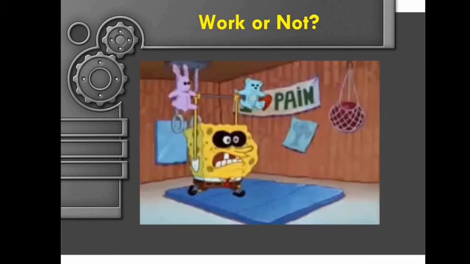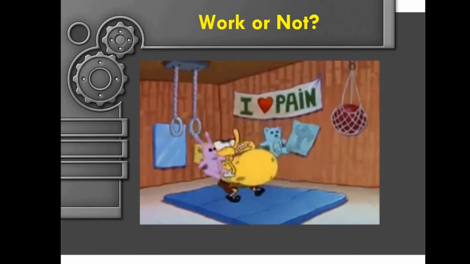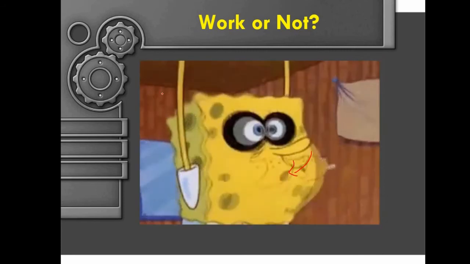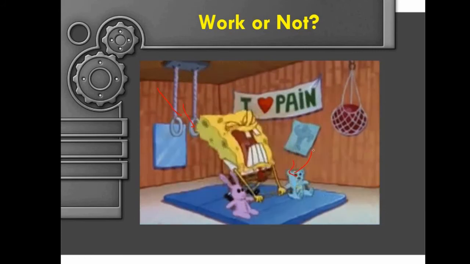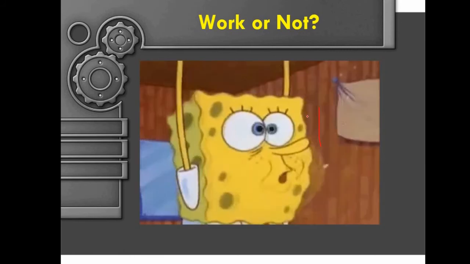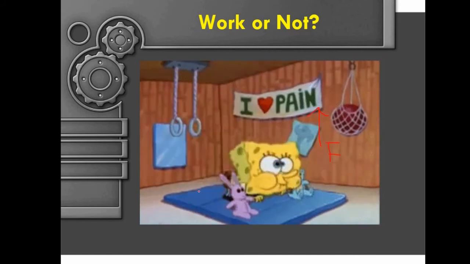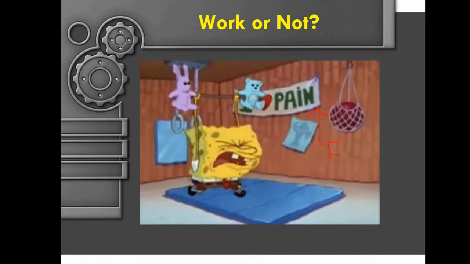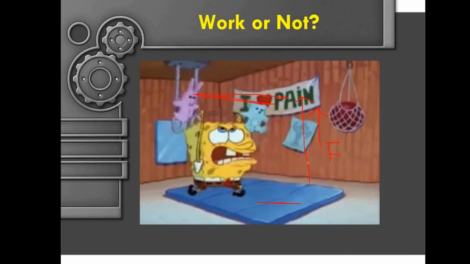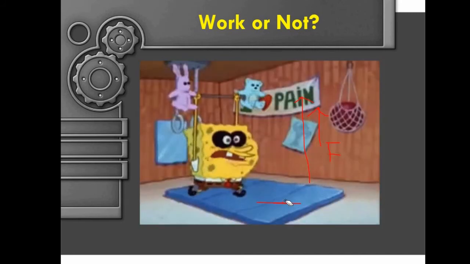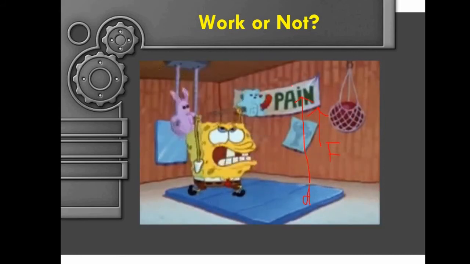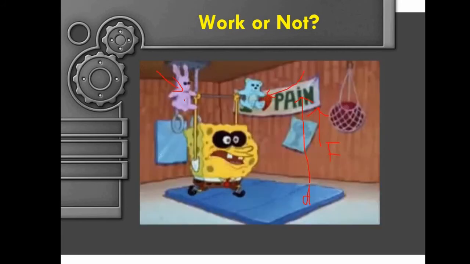How about this SpongeBob? The question is, has SpongeBob done work on these two cute, what's this, bunny or teddy bear? Is SpongeBob exerting a force? Yes, it's going up. How about these two objects? Are they moving? Yes, from the ground up to this point here. So in short, SpongeBob has done certain work on these two cute stuffed toys.